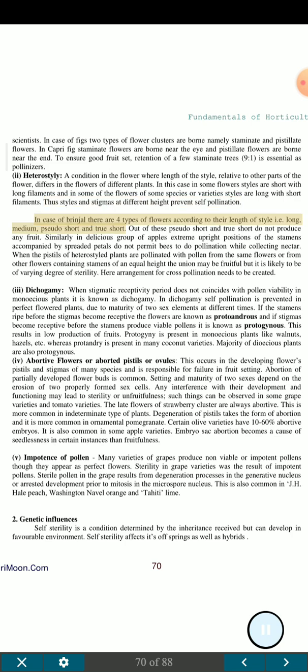In case of brinjal, there are 4 types of flowers according to their length of style, i.e. long, medium, pseudo-short and true short. Out of these, pseudo-short and true short do not produce any fruit. Similarly, in Delicious group of apples, extreme upright positions of the stamens accompanied by spread petals do not permit bees to do pollination while collecting nectar.